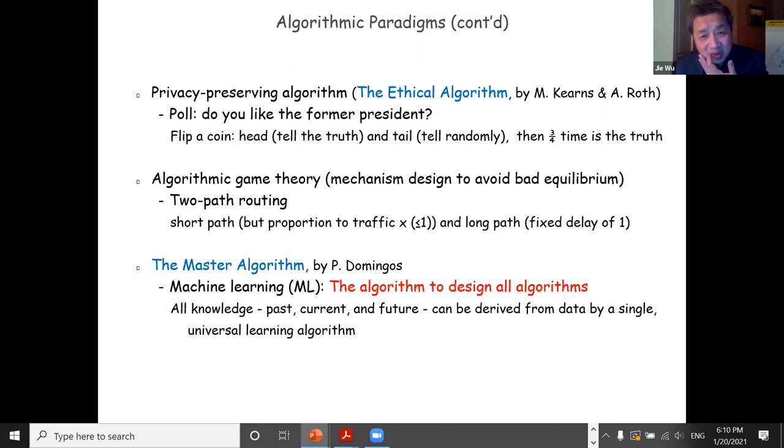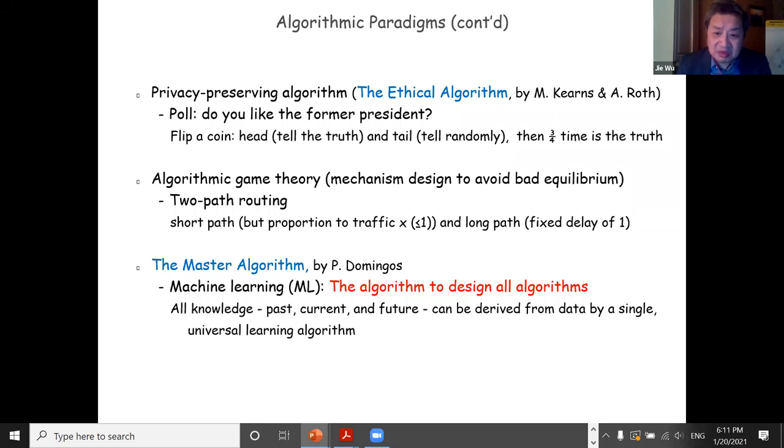Recently I read two books. One is called The Ethical Algorithm, by our neighbors, two professors from UPenn. The ethical algorithm covers lots of things. One is about privacy, and another one is fairness, among other things. Let me give you one interesting example. One example is a poll. For example, before President Trump left, there was a recent poll on whether you support Trump or you don't support Trump.